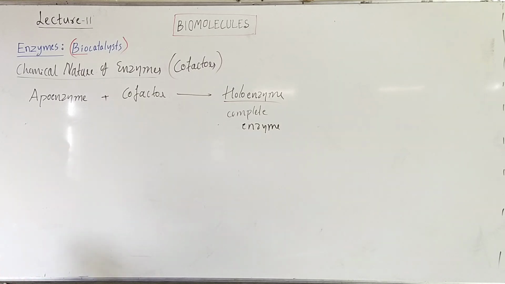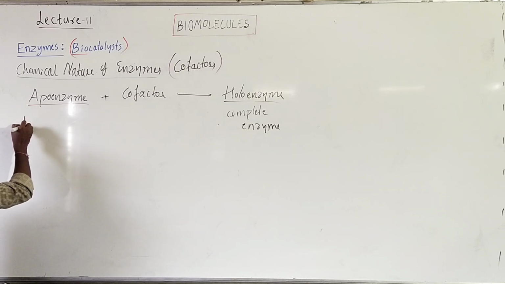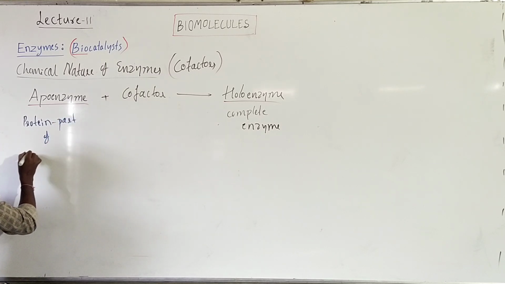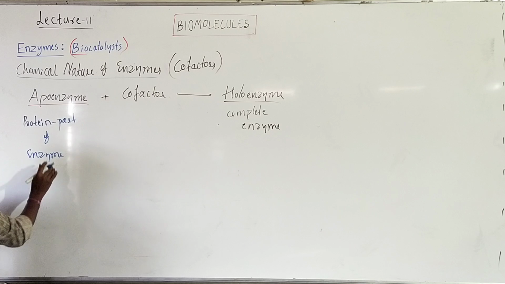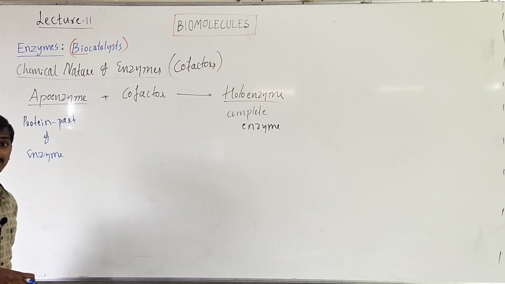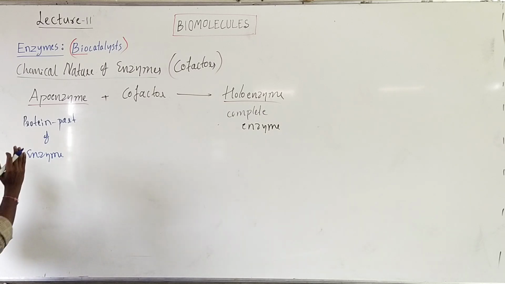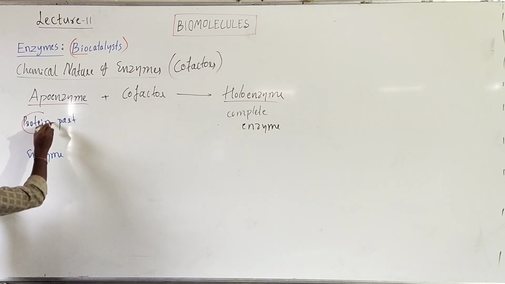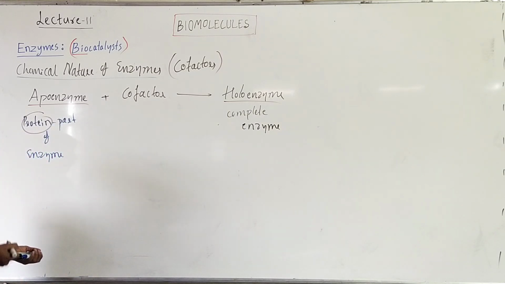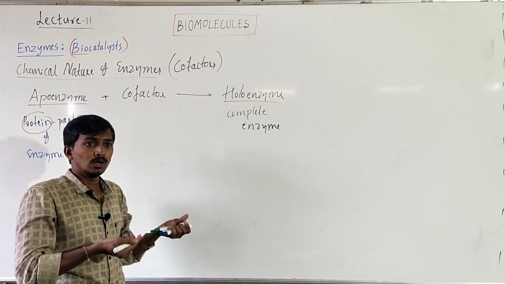What are they? Apoenzyme is the protein part of the enzyme. This must be there. For a protein to be called an enzyme, this must be there. So apoenzyme is compulsory. Along with the apoenzyme, the protein part, there must be some non-protein part that will make the enzyme more active.